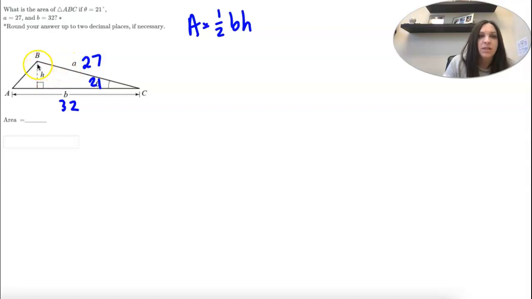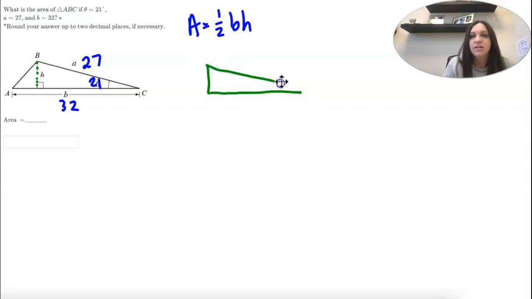So what we're missing here is H. And with H, we create a right triangle. Right? That is our trig part. So we have 21, we have 27, and we need to know X, or H. We need to know the height. I didn't include the 32 because that goes all the way across.